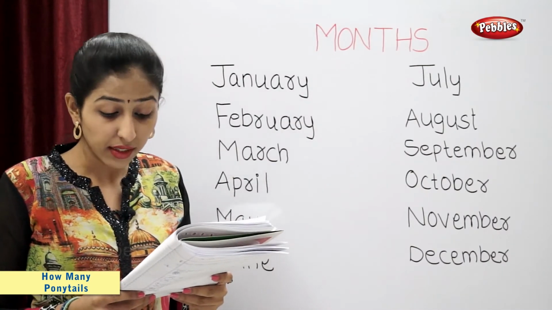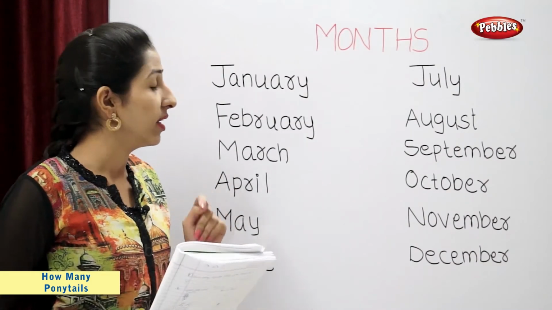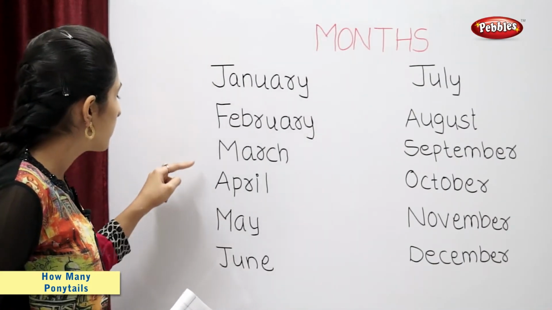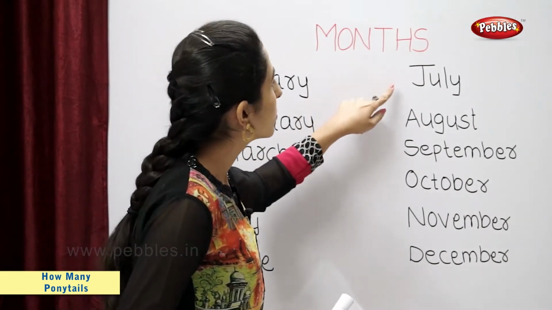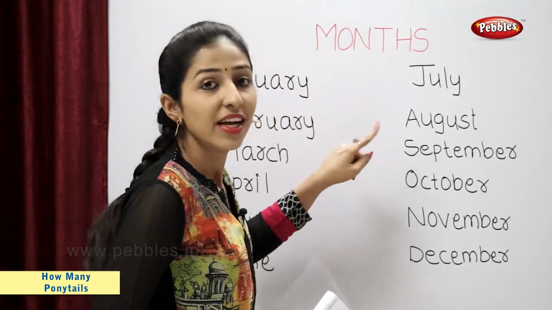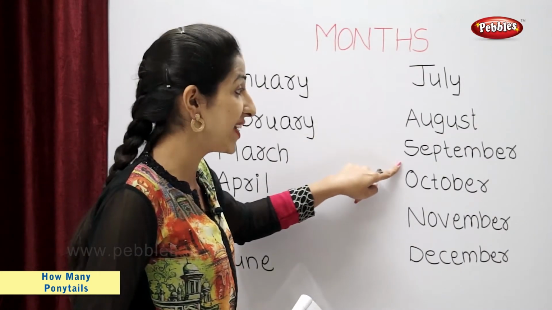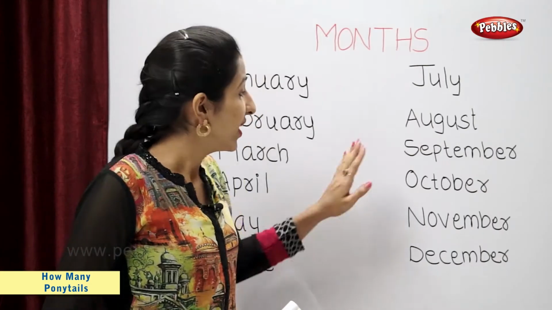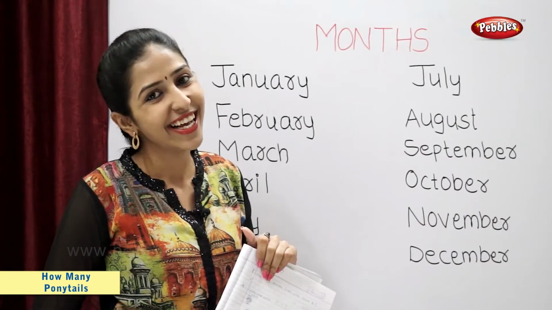How many months start with the letter S? Let's find out. Letter S. September. Month September starts with letter S. So, there is only 1 month, September, starting with the letter S.